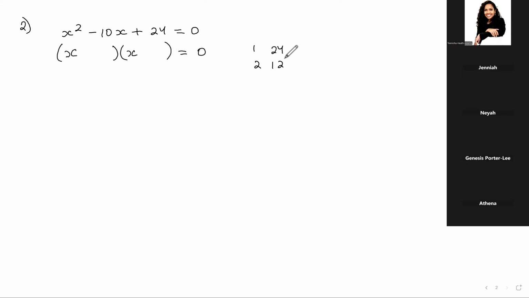And then we have 3 and 8. Then 4 and 6. Yeah, and that's it, right? So which of these factors, we already know they multiply to give me 24, but which of those can I use to get negative 10?